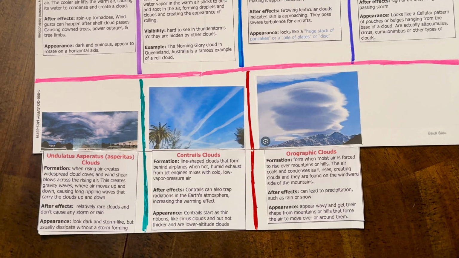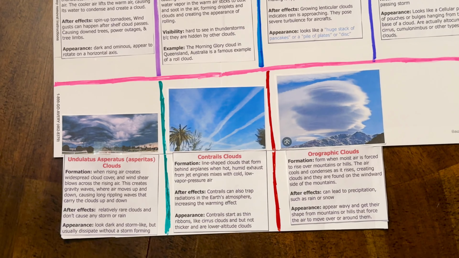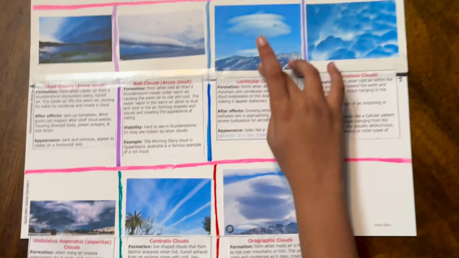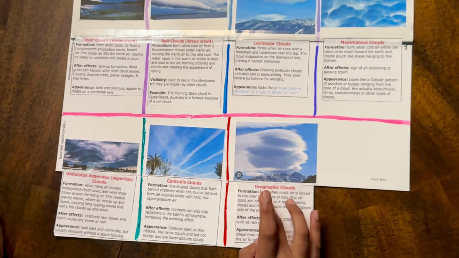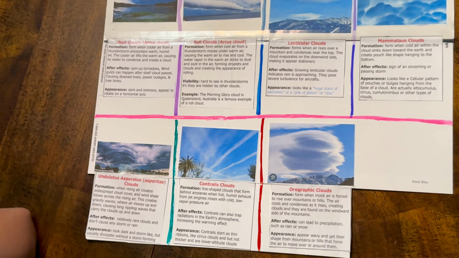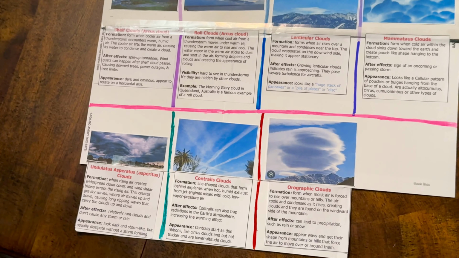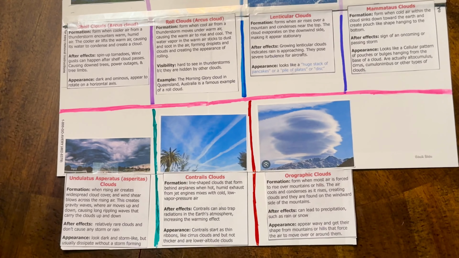All right, and lastly, we have orographic clouds. Orographic clouds look kind of similar to lenticular clouds. However, they don't sit or form on a mountain. Instead, orographic clouds move along throughout time. What's happening is it starts off as a regular cloud. Hot air rises, cold air sinks.